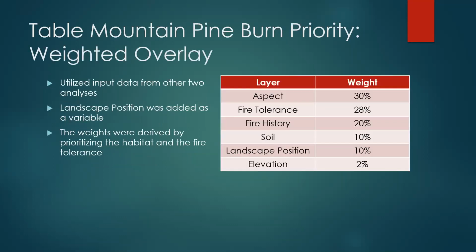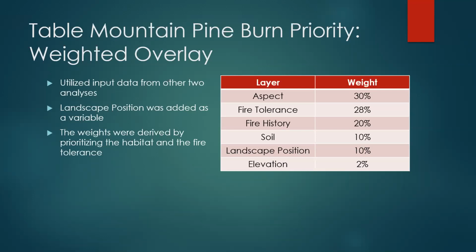This approach allowed me to prioritize the input data based on what I found to be most important for the growth of Table Mountain Pine from the literature. Since the weights for the overlay analysis can greatly affect the results, it was important to think about what would be the most important layers. Since this analysis was used to answer the research question, I determined that I need to create a weighting scheme that prioritized Table Mountain Pine habitat.